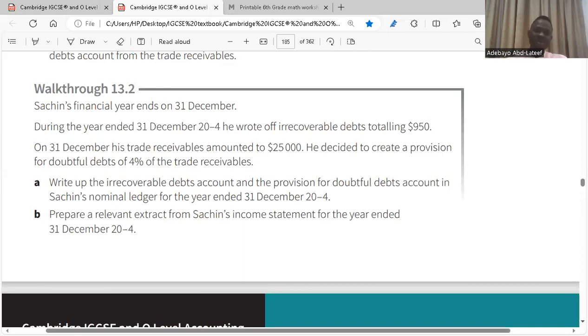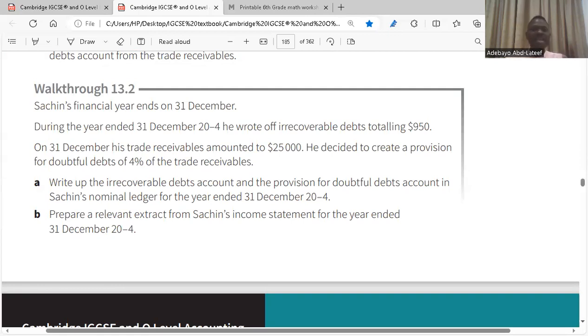Now, on 31st of December, his trade receivables amounted to 25,000. He decided to create a provision for doubtful debt of 4% of trade receivables. The trade receivable is 25,000. Yes. Then there's provision for doubtful debt, which is for 4%. Yes. 4% of 25,000. That's 1,000. Done. So now we have the bad debt that was written off for 950, and we have $1,000, which is provision for doubtful debt of the trade receivables. How much is that? 1,950. Yes. Now, how do we prepare this account?